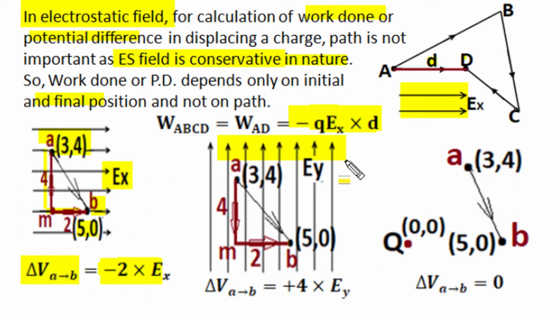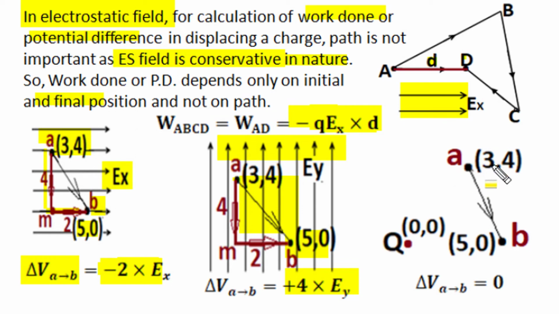Similarly, in this uniform electric field which is directed in the Y direction, for the same (3, 4) to (5, 0) movement AB, we make movement along the electric field direction and perpendicular to the electric field direction. This 2 meter movement perpendicular to the electric field won't involve any work done or potential difference. The potentials of M and B are the same, but here the movement of a unit positive charge from A to M against the electric field or force direction requires work from an external agency, and this work is 4 EY for 1 unit charge, and this would be the potential difference between A and B.